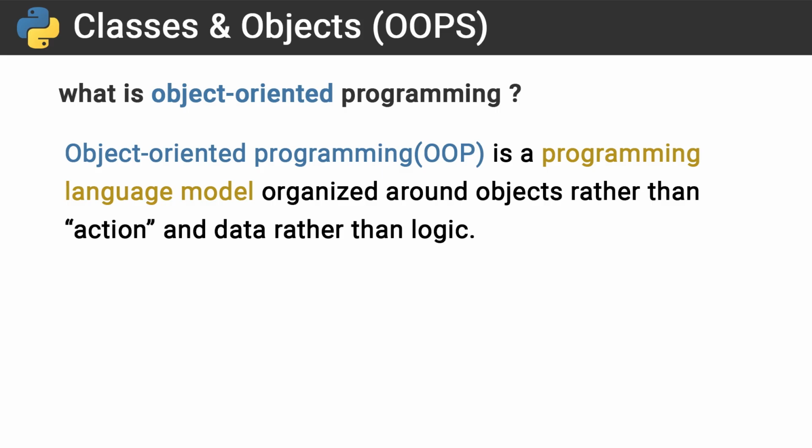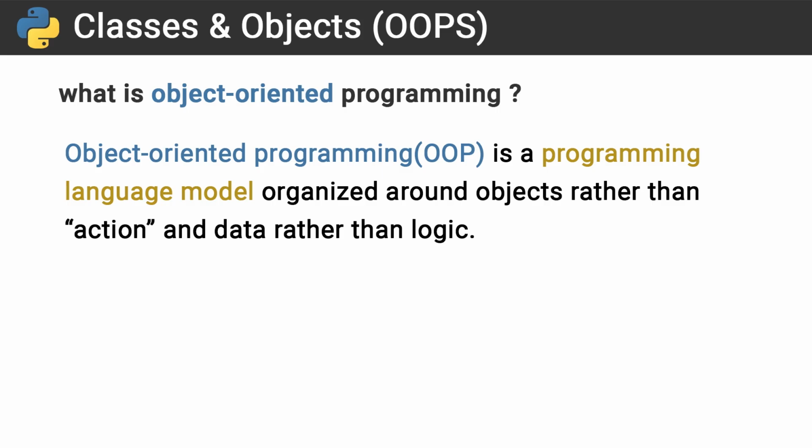Object-oriented programming is a programming model organized around objects rather than actions and rather than logic. First of all, it is not a programming language. It is simply a model to write code. There are many programming languages that support object-oriented programming. Here we use objects rather than functions.